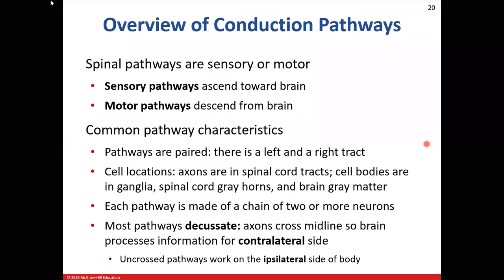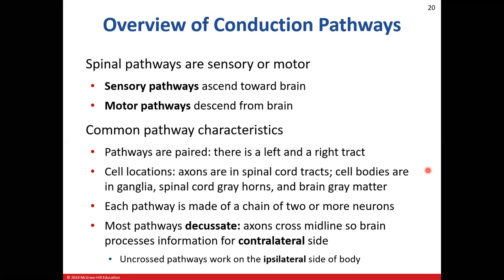Now we'll take a look at the different conduction pathways that we have within our spinal cord. When we look at the spinal cord and we look at these pathways, we can identify them as either sensory or motor. Now, sensory pathways ascend toward the brain, which means they're going from the body up to the brain, so they're going upwards. Motor pathways, on the other hand, do the reverse. They're sending signals from the brain out to the rest of the body, so they are descending pathways, so they descend from the brain.